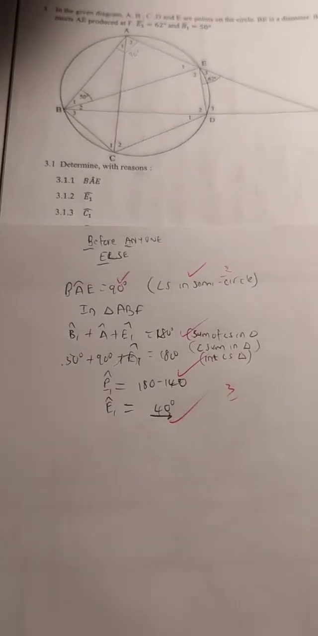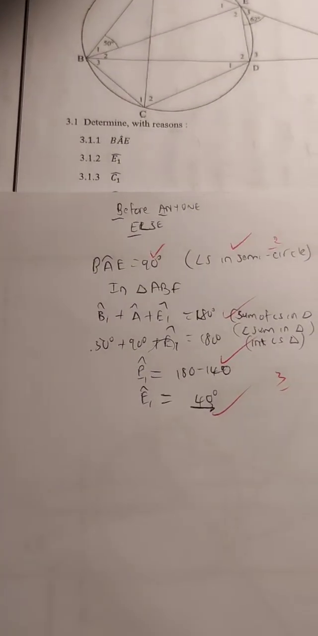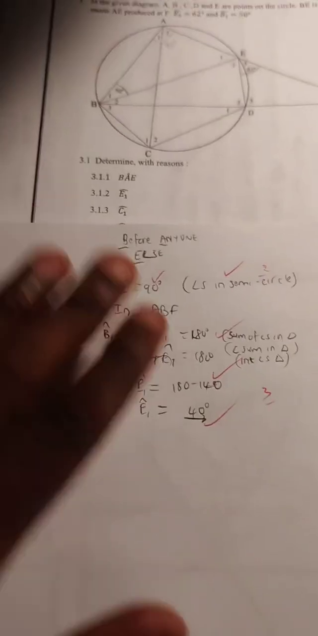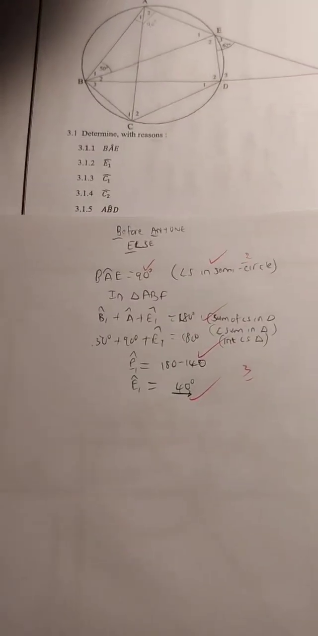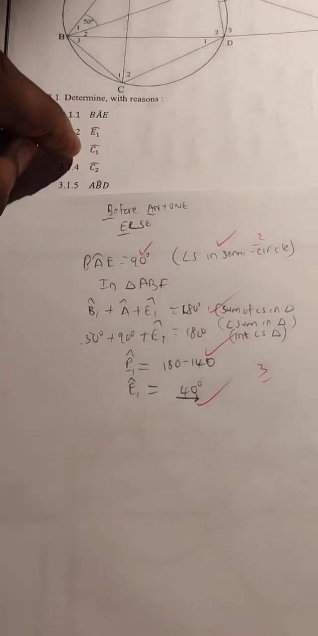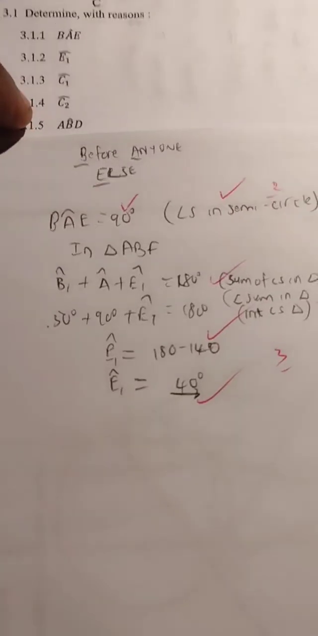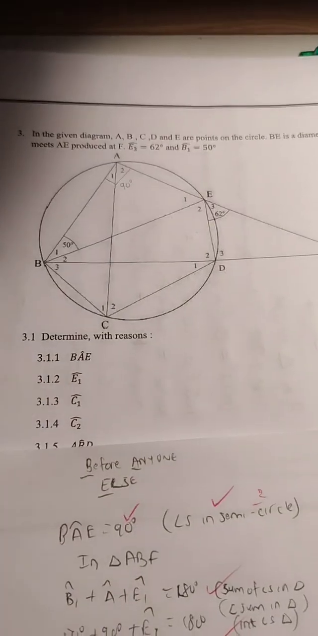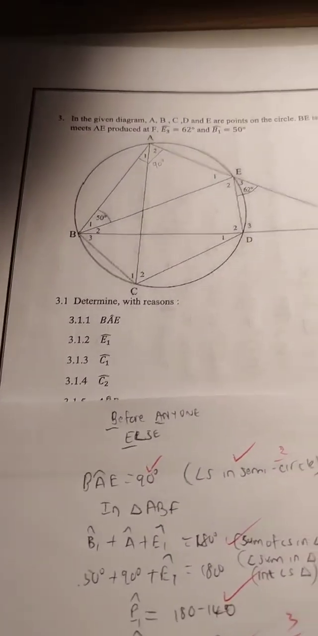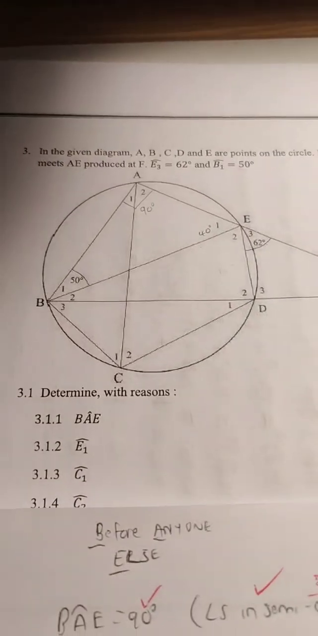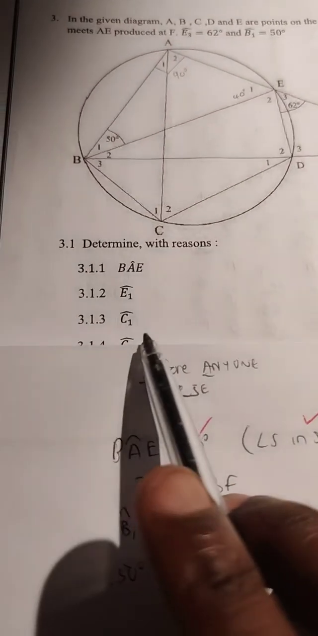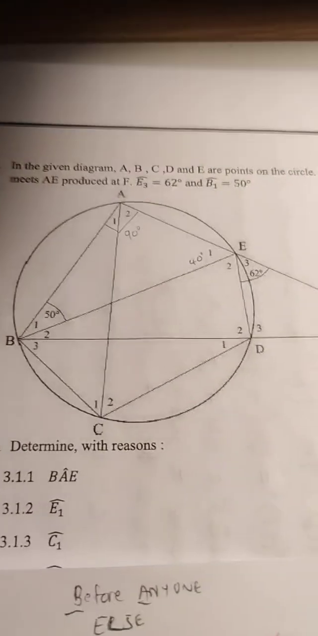Okay, guys, I'm a bit tired now. All right, maybe let's just finish this off. It's nearly done. At least that's question 3. Angle E1 is 40 degrees, right? So what do you do when you get something? Update. Right? Let's continue. We want angle C1.